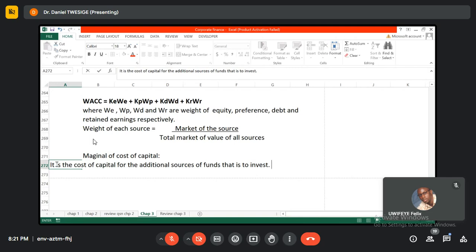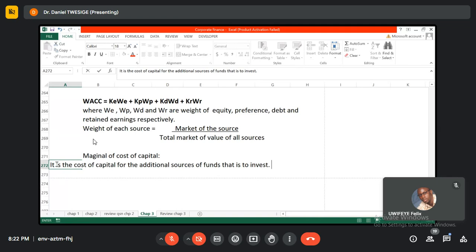I'm using, currently I have a cost of capital, but I'm issuing new additional sources of capital. The weighted average cost of capital after considering the new additional sources of capital is what we call the marginal cost of capital. This marginal cost of capital is related to WACC, but now you are considering the additional sources you are making.